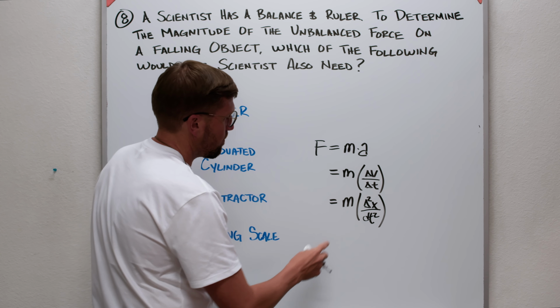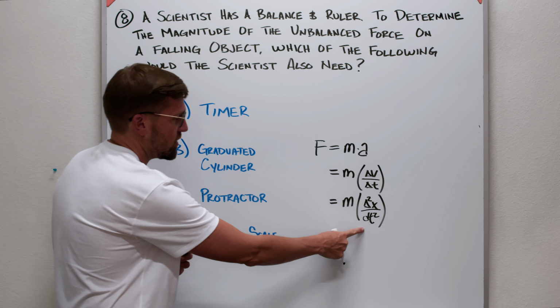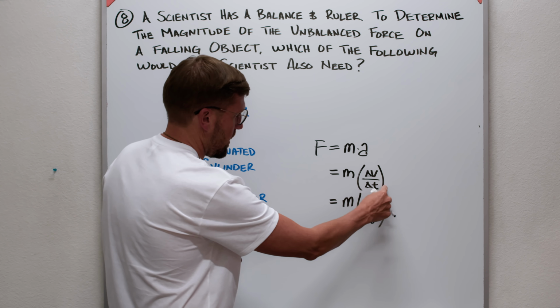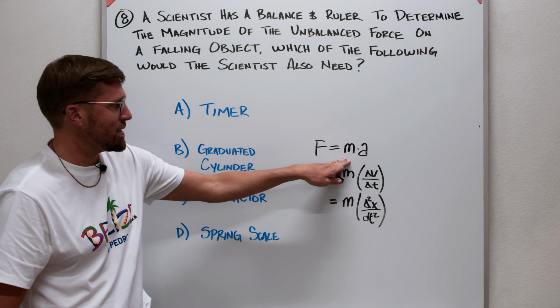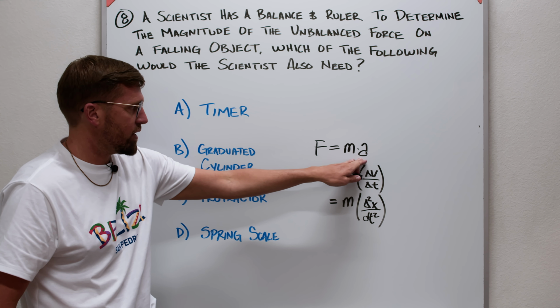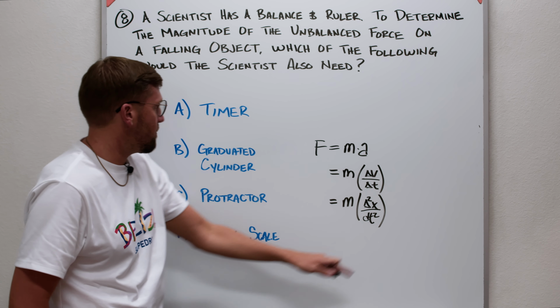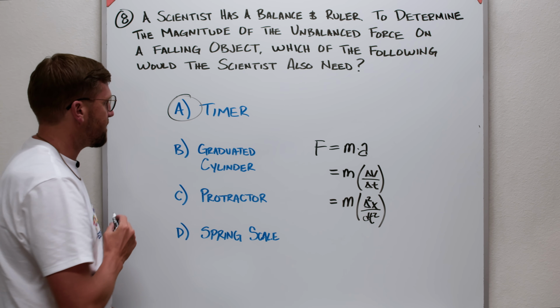But we can see that both velocity and position involve changing time period. So to be able to calculate the force, we need to know the mass and the acceleration. From the acceleration, we cannot determine that if we don't have a time value. So in this case, our answer is definitely A.